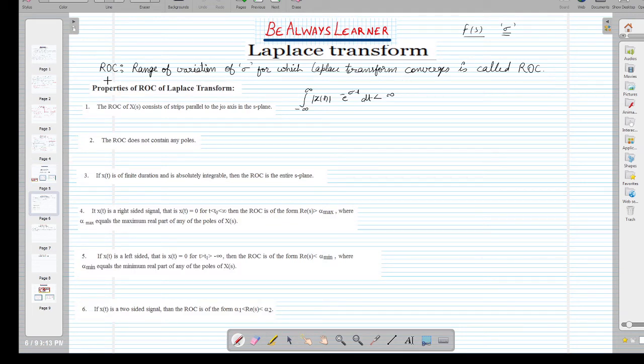The definition of ROC is the range of variation of sigma, which is the real part of s, for which the Laplace transform converges. If F(s) is given to you, then the ROC will change with the value of sigma. So in ROC we are going to see the direct effect of sigma on the region of convergence.